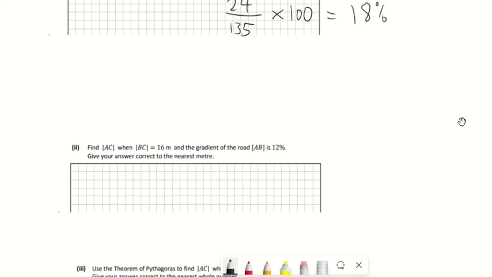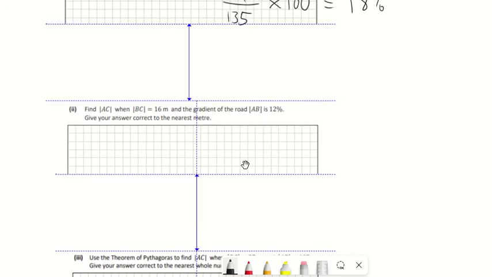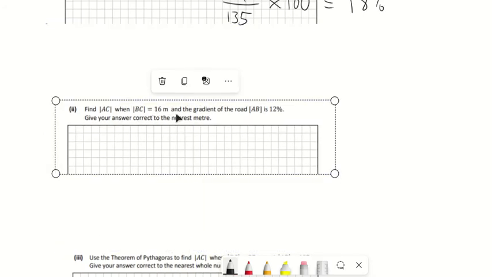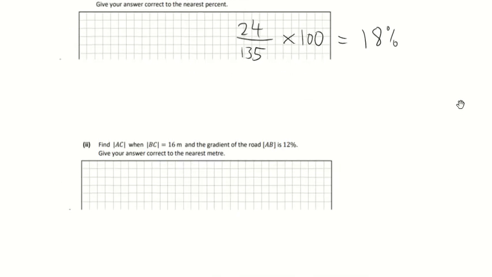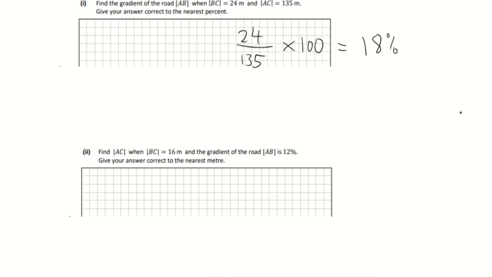That's the part. So find AC when BC is 16 and the gradient of the road is 12%. So BC goes over AC, so 16 over, now we have to find out what AC is, I'll just call that X. So whatever that is, it has to be equal to 12. It's 12%.